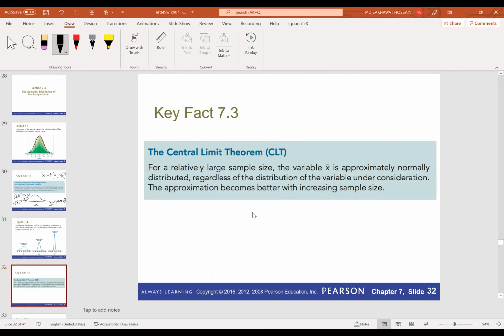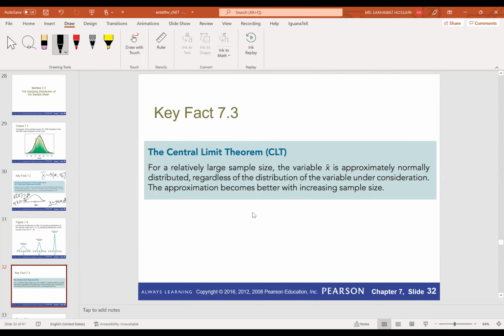Okay, so now we discuss the central limit theorem, CLT. So what is the central limit theorem? Previously we discussed that if the population distribution, or the distribution of the original variable, is normal, then regardless of the sample size, the sampling distribution for the mean will also be a normal distribution.